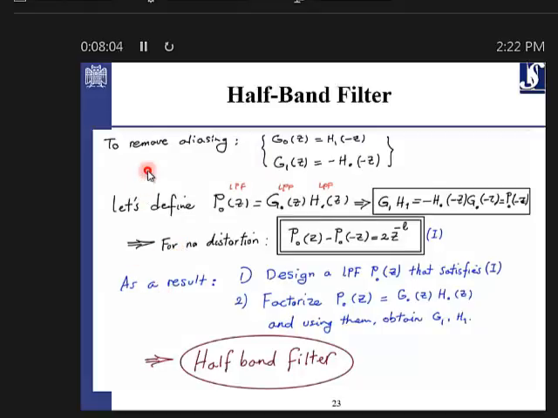Another way to choose those coefficients is to use the constraints that we extracted for no aliasing and no distortion. To remove the aliasing, we had G0 and G1, the synthesis filter banks, taken as this, having this relation with H0 and H1, the analysis filters. If we define P0 as G0 times H0, we know that H0 is a low pass filter, and we know that G0 is a low pass filter. Therefore, P0 is nothing but a low pass filter.